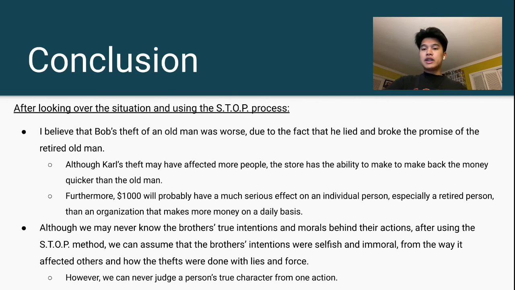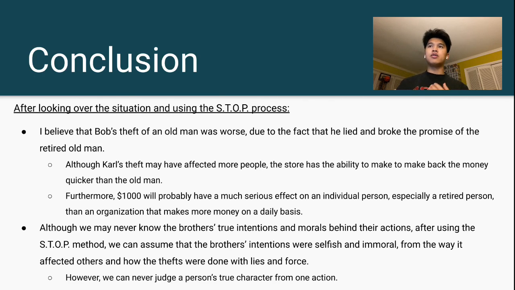However, despite this judgment on the brothers' actions, we can never truly judge the brothers' true character. This is mainly because God is the only being that can truly judge someone's character, as He is the only one who knows their morals and intentions behind their choices. In closing, after reviewing the situation, we can see that the stop process method is an important factor whenever we make controversial decisions in life and can be the final element in choosing between right and wrong.